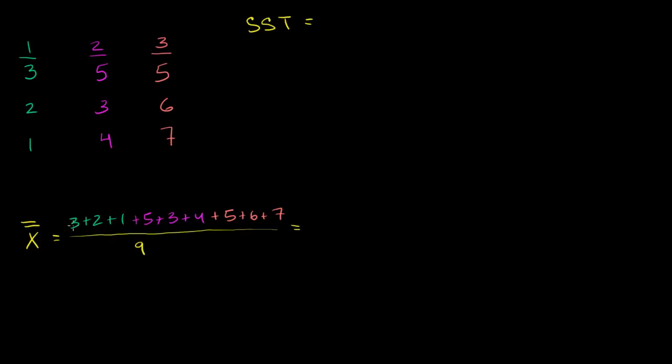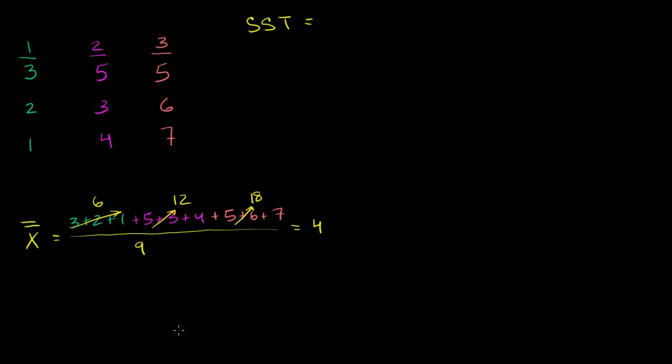3 plus 2 plus 1 is 6. 5 plus 3 plus 4 is 12. And then 5 plus 6 plus 7 is 18. And then 6 plus 12 is 18, plus another 18 is 36. Divided by 9 is equal to 4.